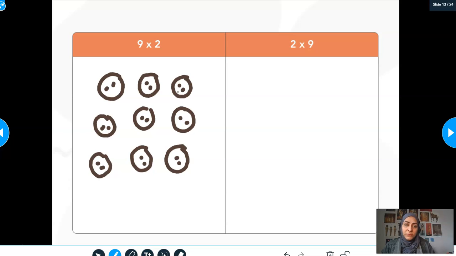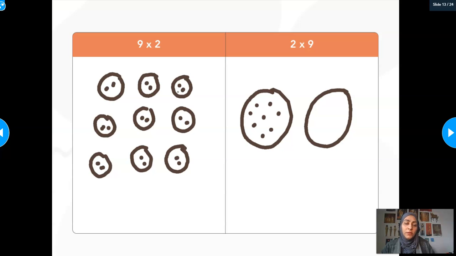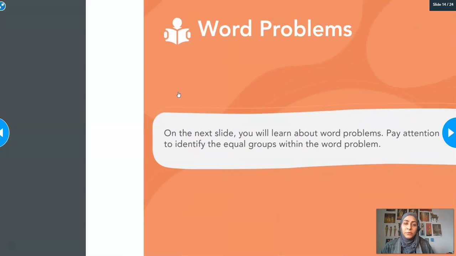Now, how about 2 times 9? That means I should have 2 groups with 9 in each: 1, 2, 3, 4, 5, 6, 7, 8, 9, and again 1, 2, 3, 4, 5, 6, 7, 8, 9. Excellent work. I can check everybody's work here and share it with you. You guys are doing a great job. I'm so proud of you.